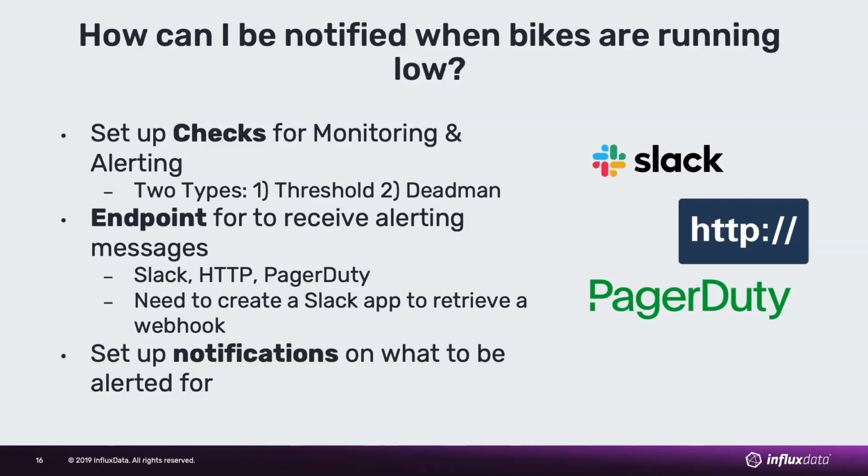I'm going to walk through a Slack use case, which you would just create in the Slack app and the webhook. You would need to retrieve a webhook to feed into your Slack app. And then lastly, you would set up notifications on what specifically you'd want to be notified for. Do you want to be notified essentially just maybe every 5 minutes on any information? Do you want to be notified only on warning situations or only on critical situations?